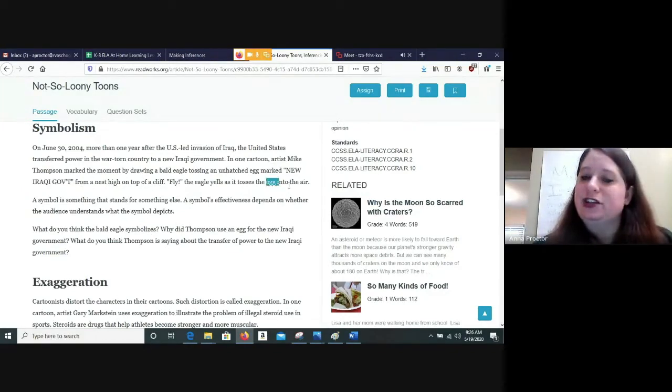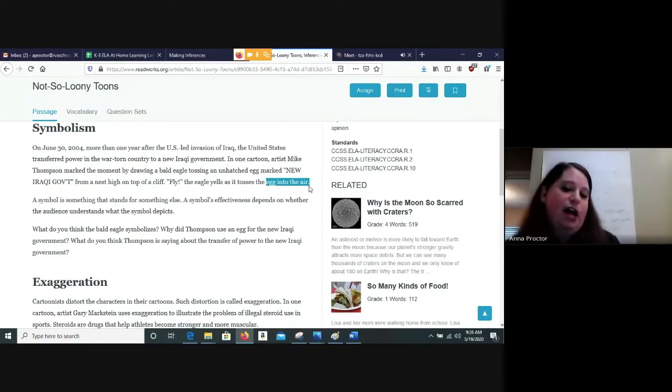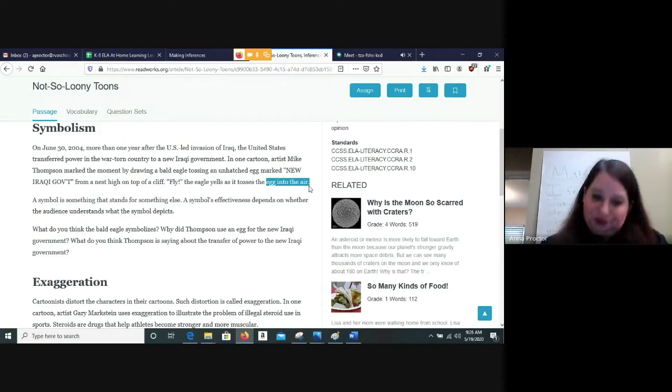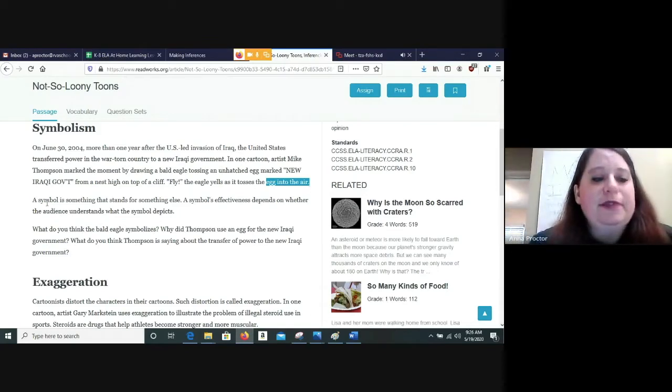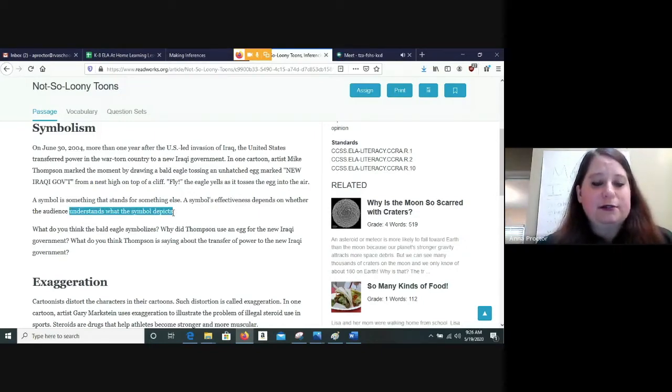Now, can the egg actually fly? No. A baby bird, even coming right out of the egg, wouldn't be able to fly. They would have to learn that skill. A symbol is something that stands for something else. A symbol's effectiveness, whether or not it is useful and people understand it, depends on whether the audience understands what the symbol depicts. What depicts means is what the symbol shows, or what the symbol represents.